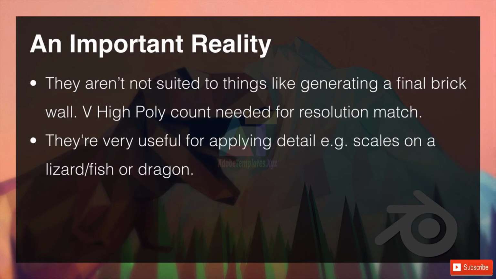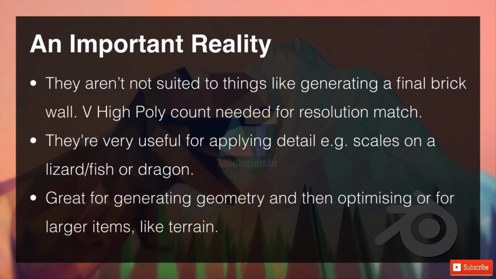Now they are useful for applying detail, for example scales on a lizard or a fish or a dragon or something along those lines. Of course then they can be used in an intermittent stage in your modelling, so they're great for generating geometry and then optimising it for larger items. So for example, like terrain as well, you could build up, as mentioned before, a cityscape using a similar method and then move on from that point to generate further geometry.